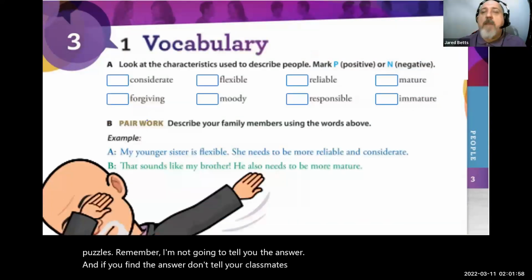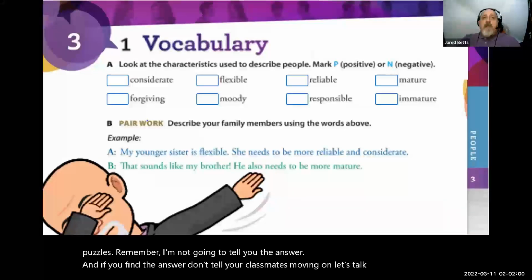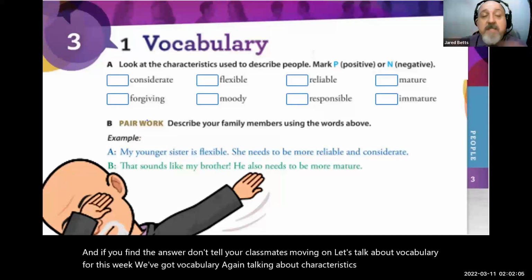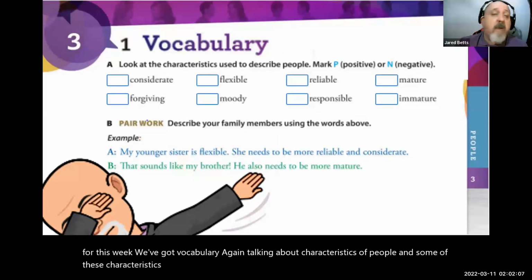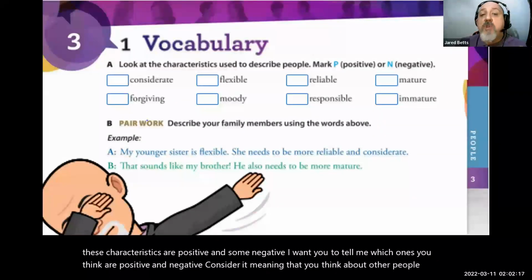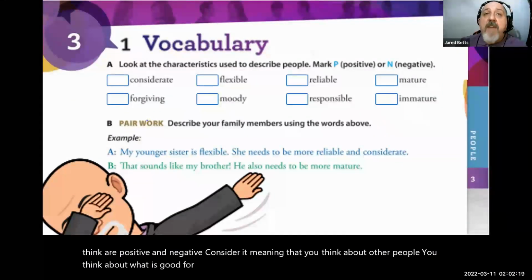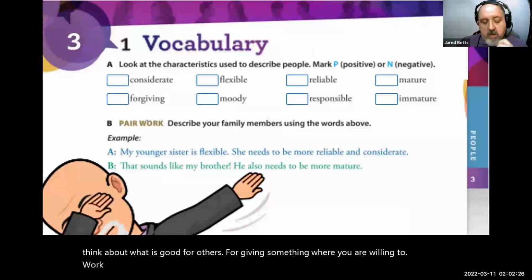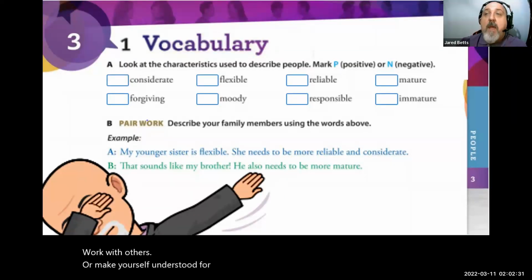Moving on, let's talk about vocabulary for this week. We've got vocabulary, again, talking about characteristics of people. Now, some of these characteristics are positive and some are negative. I want you to tell me which ones you think are positive and negative. Considerate, meaning that you think about other people or you think about what is good for others. Forgiving, something where you are willing to work with others or make yourself understood for other people.